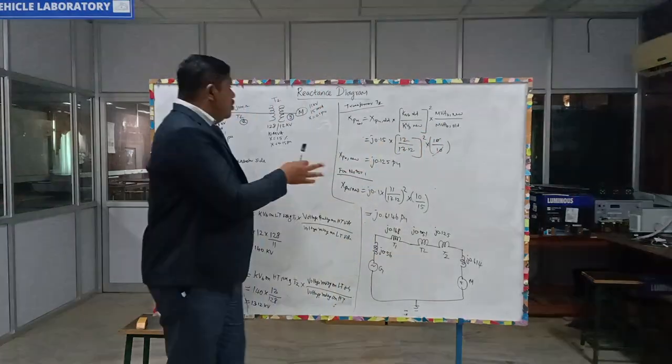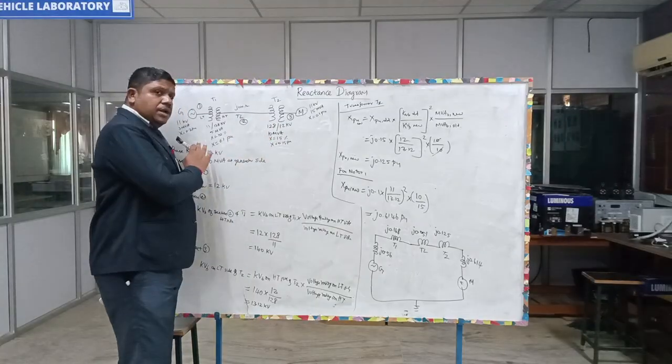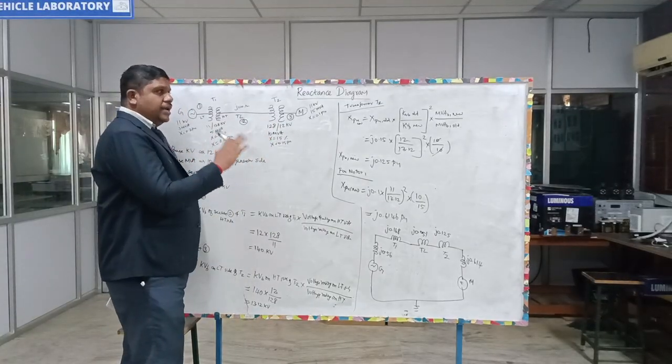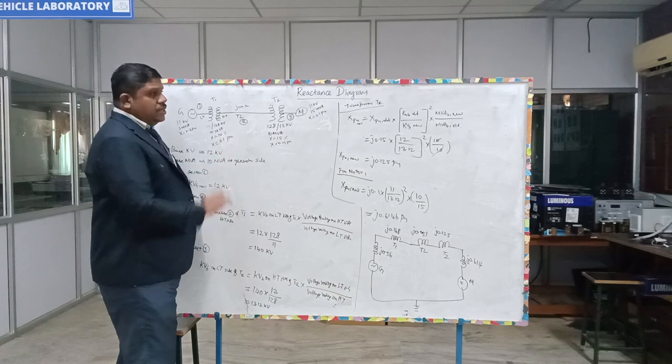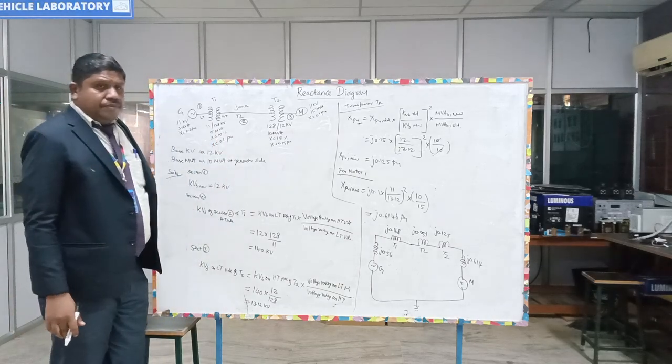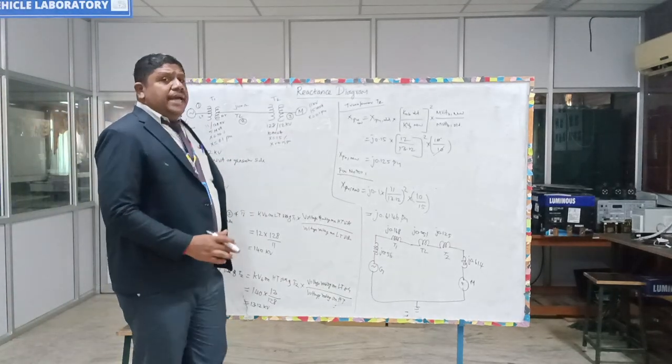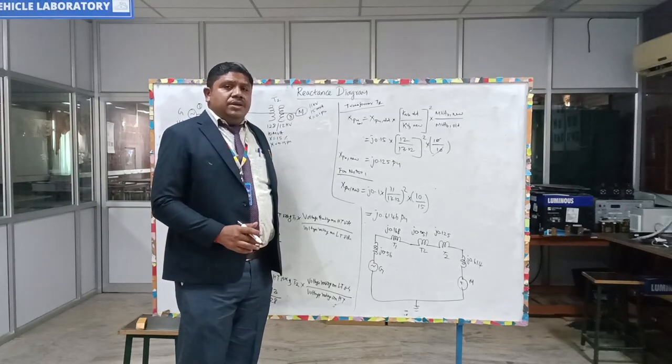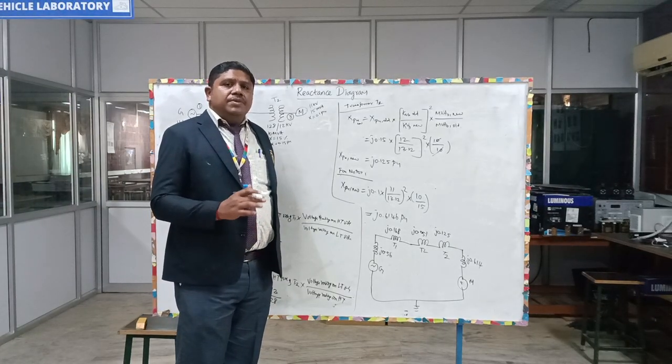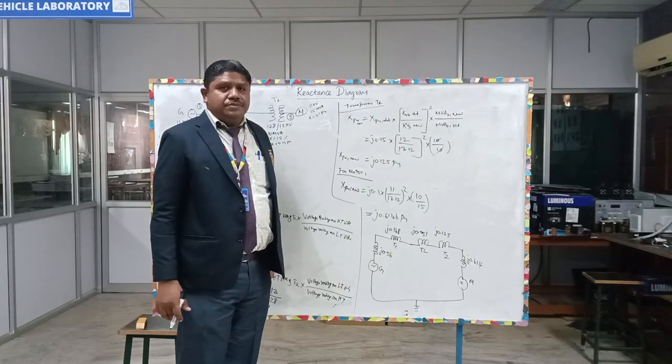So the old values are all given in the problem, whereas the new values you have to calculate based on the data. So this is the reactance diagram calculation for the given power system network. Thank you.